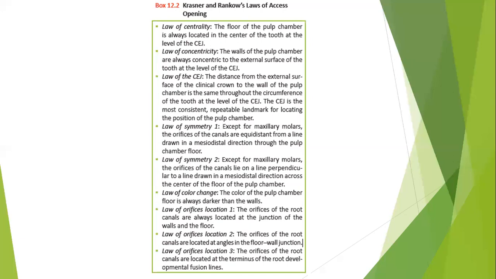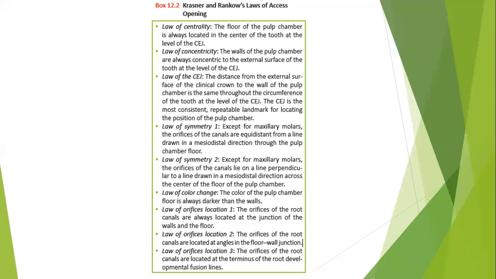And law of CEJ: the distance from the external surface of the clinical crown to the wall of the pulp chamber is the same throughout the circumference of the tooth at the level of CEJ. And CEJ is the most consistent, repeatable landmark for locating the position of the pulp chamber. Then law of symmetry 1: except for maxillary molars, the orifices of the canals are equidistant from a line drawn in a mesiodistal direction through the pulp chamber floor. And law of symmetry 2: except for maxillary molars, the orifices of the canals lie on a line perpendicular to a line drawn in a mesiodistal direction across the center of the floor of the pulp chamber.